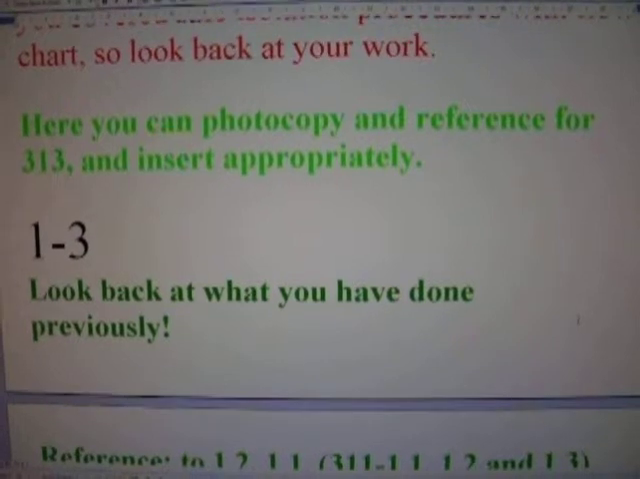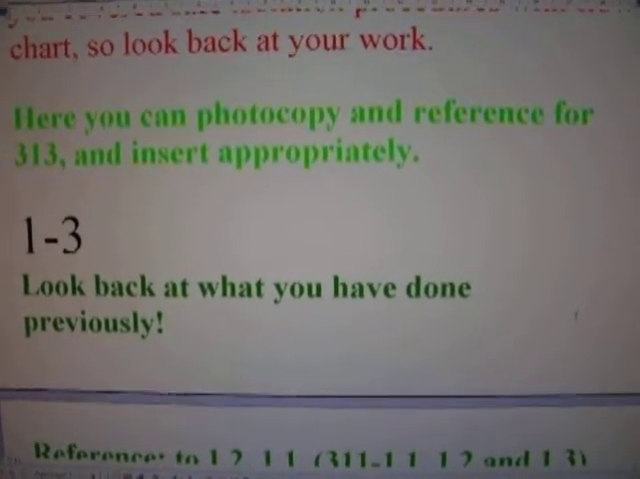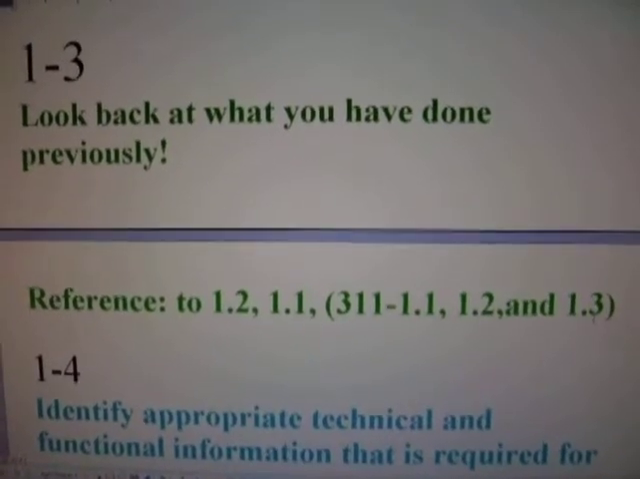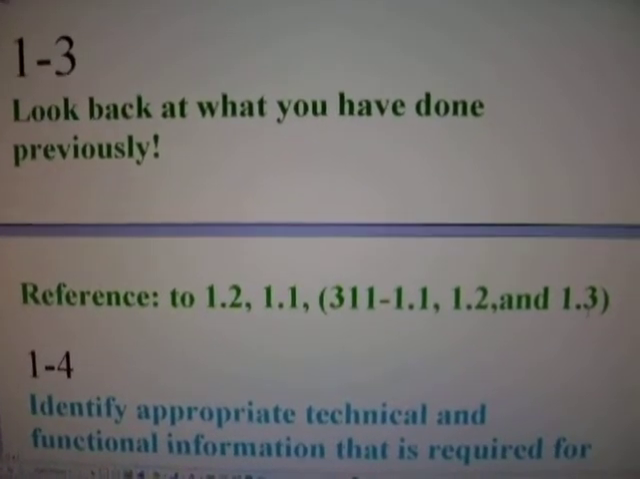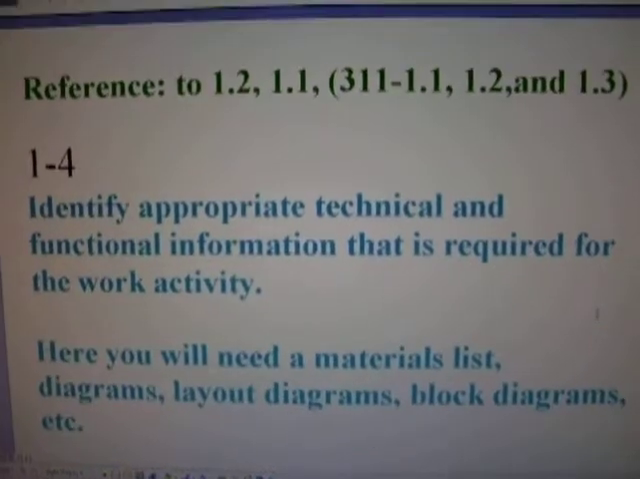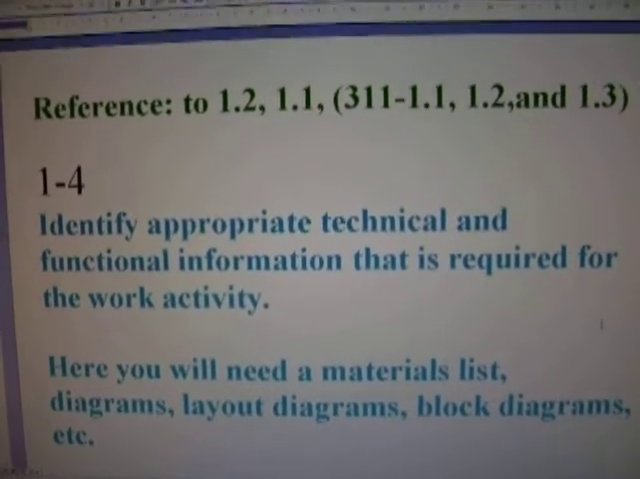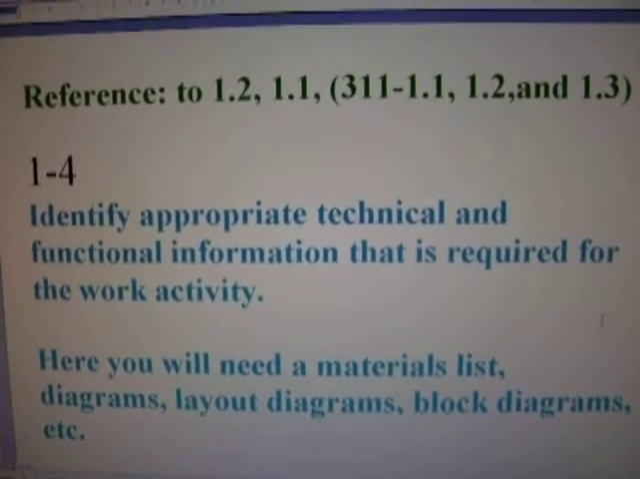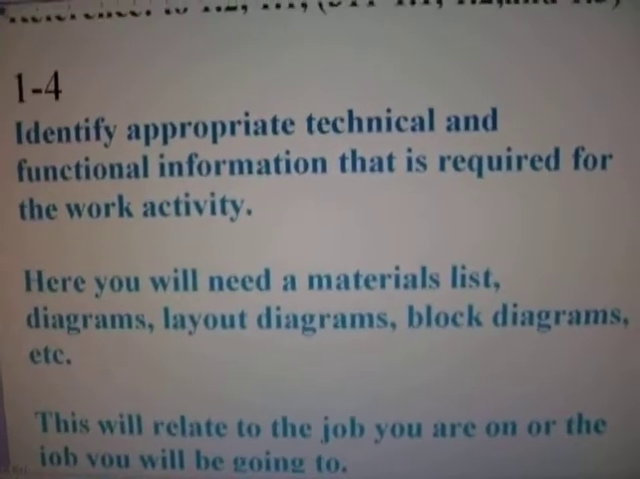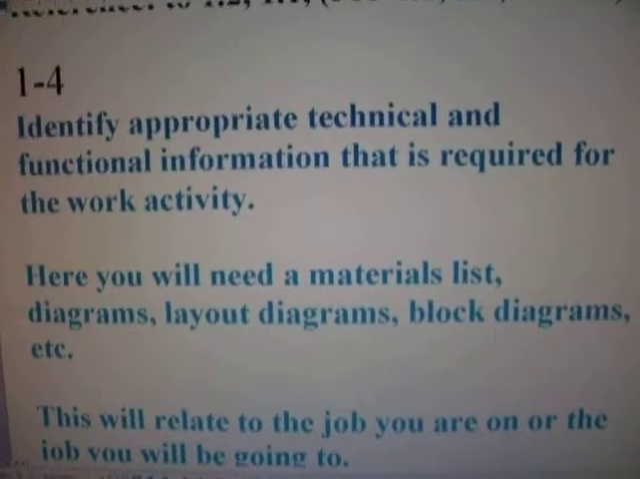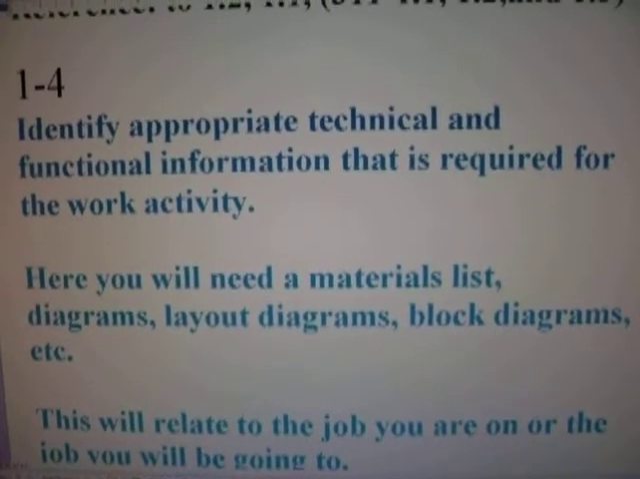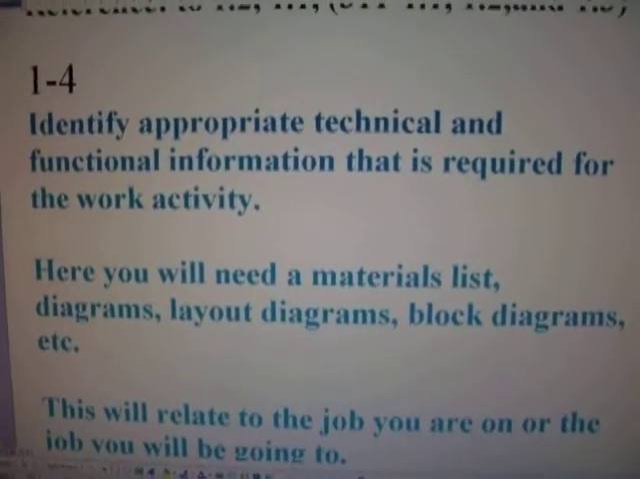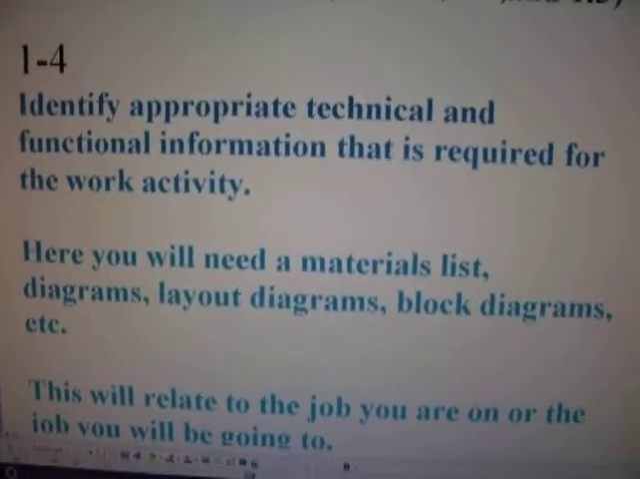And here we have 1.3. Okay, look back at what you have done previously. That's all I'm saying here now. And I've used this information here as referencing for 1.2, 1.1, etc., etc. Okay. Now 1.4, identify appropriate technical and functional information that is required for the work activity. Here you will need a materials list, diagrams, layout diagrams, block diagrams, etc., etc. What you need to do the job that you're presently on or going to. Okay.